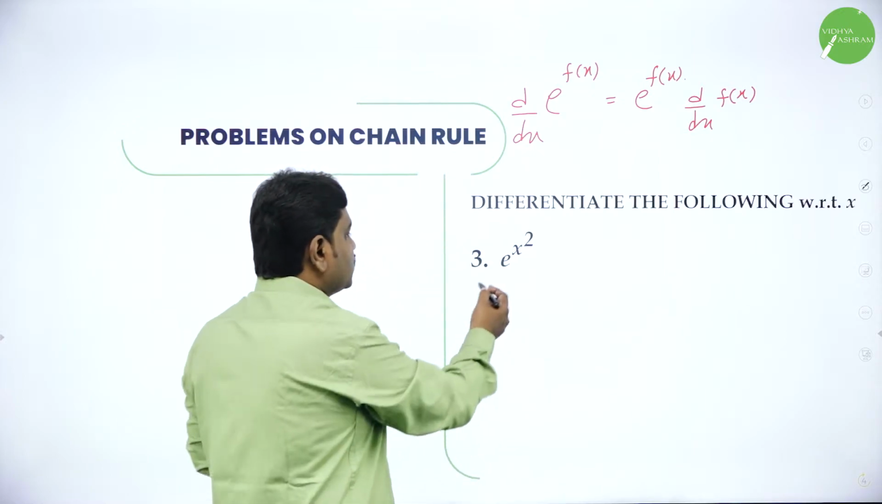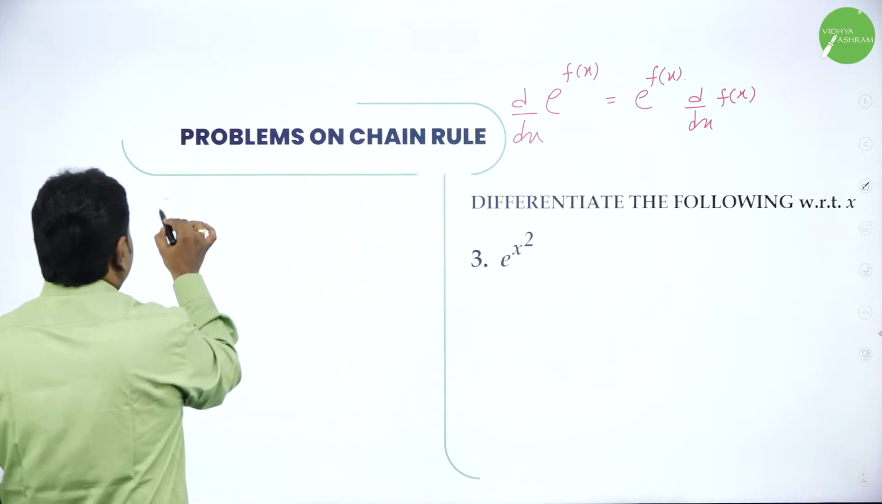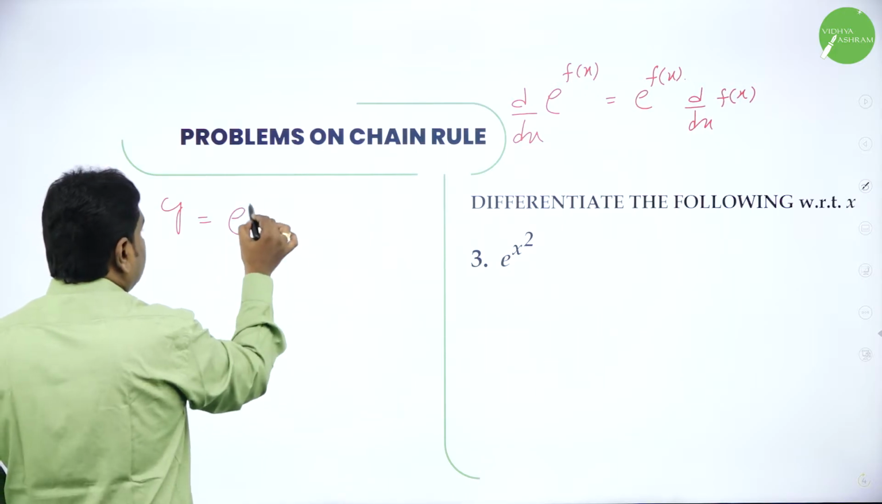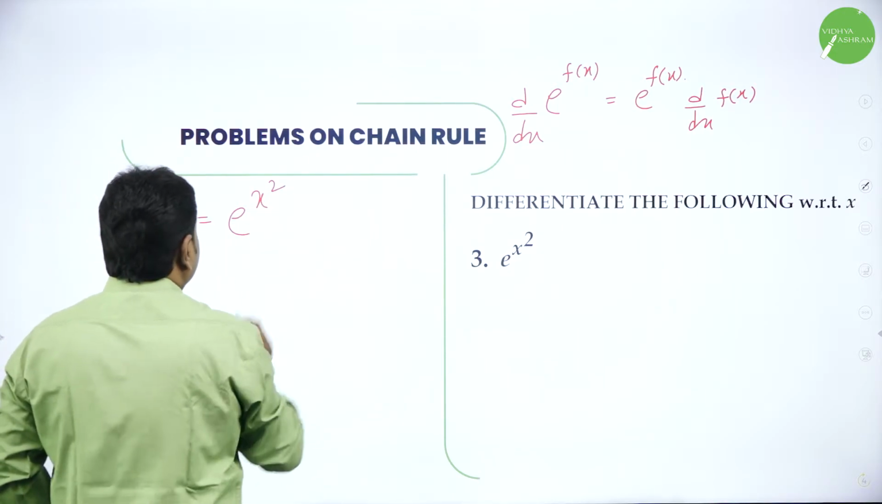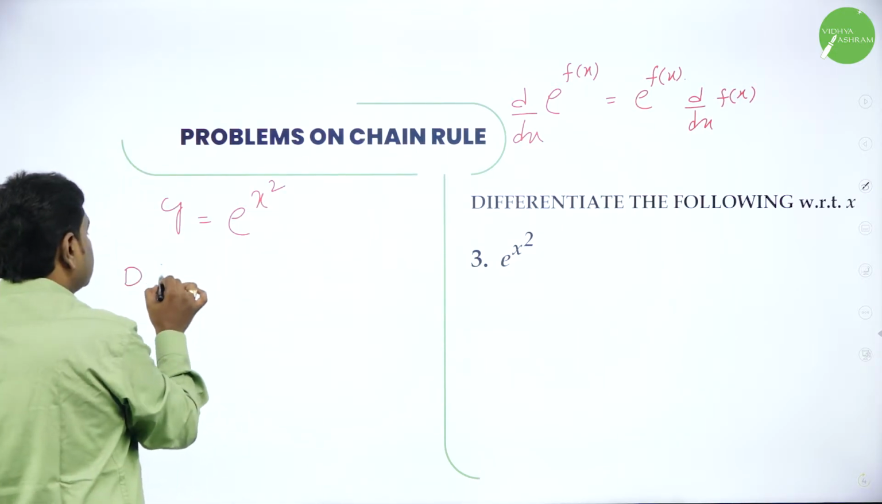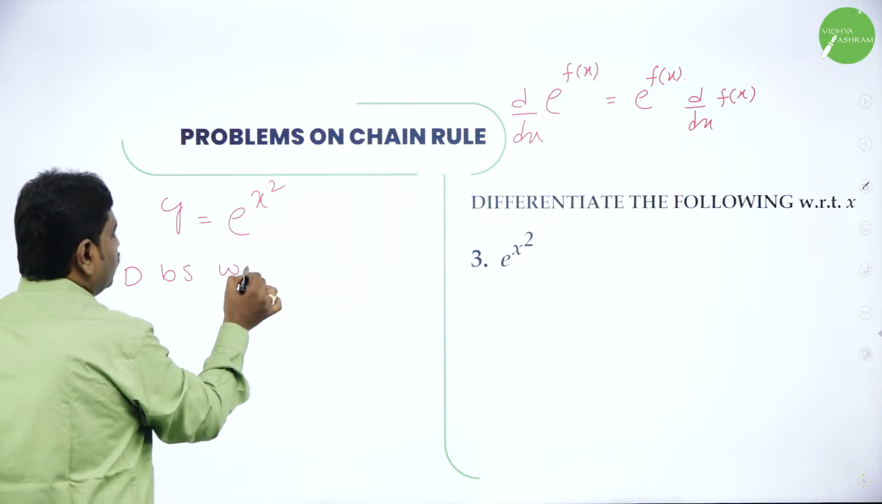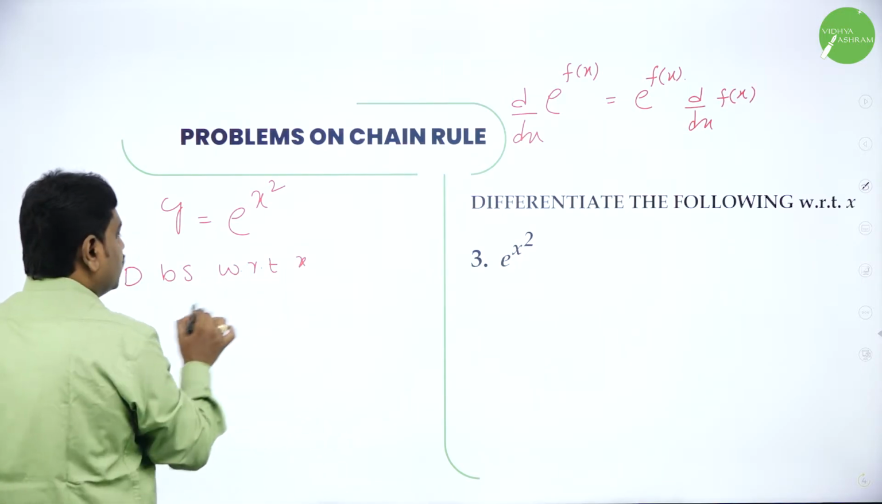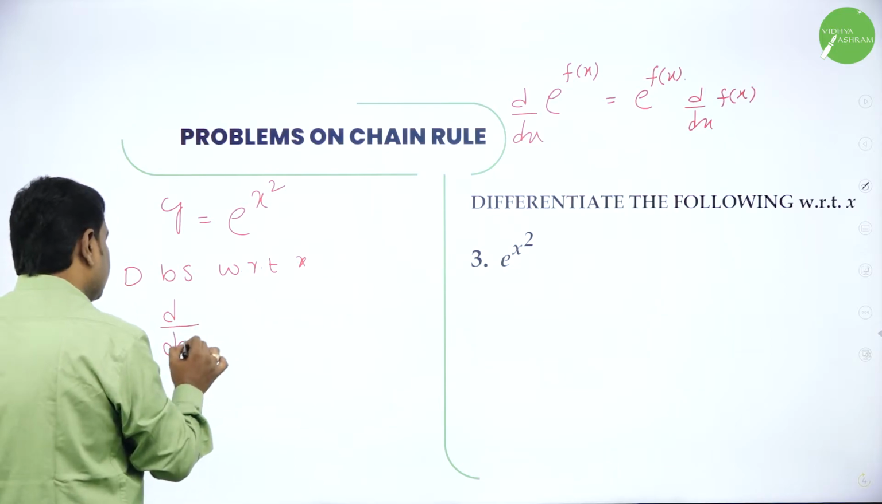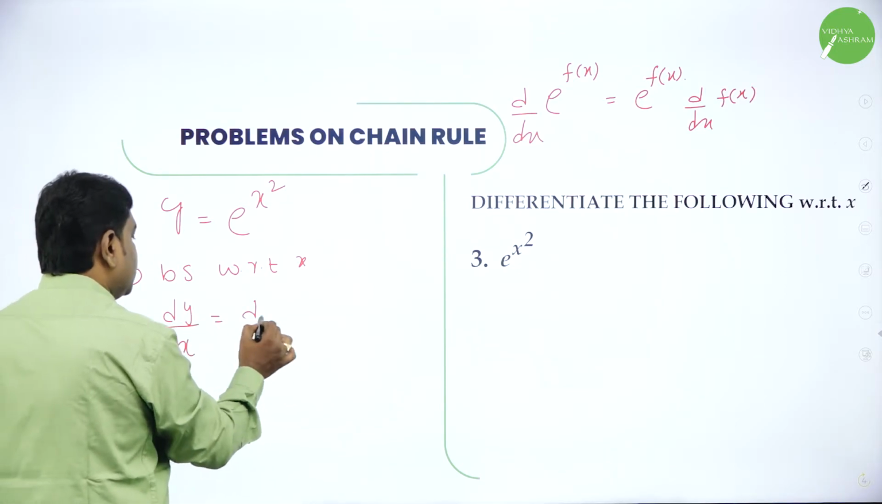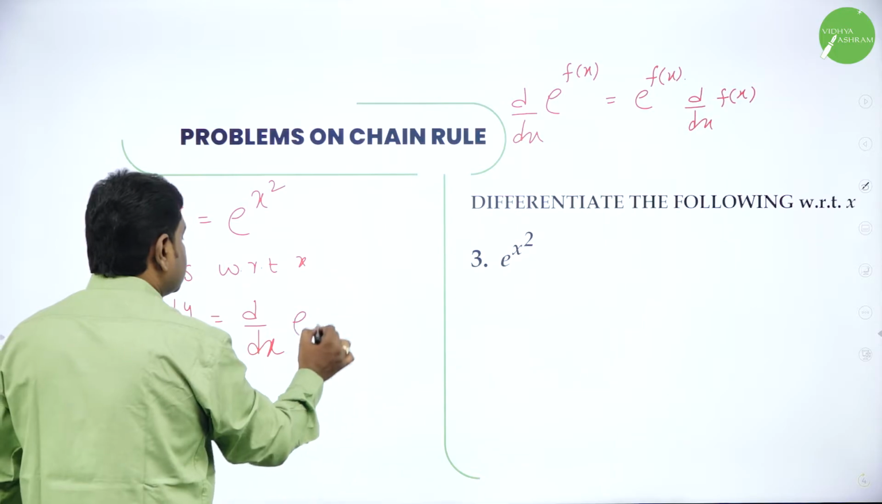So now we'll consider this problem as y. Let me consider y is equal to e power x square. So now differentiate both sides with respect to x. If you differentiate both sides with respect to x, LHS becomes d by dx of y, RHS becomes d by dx of e power x square.